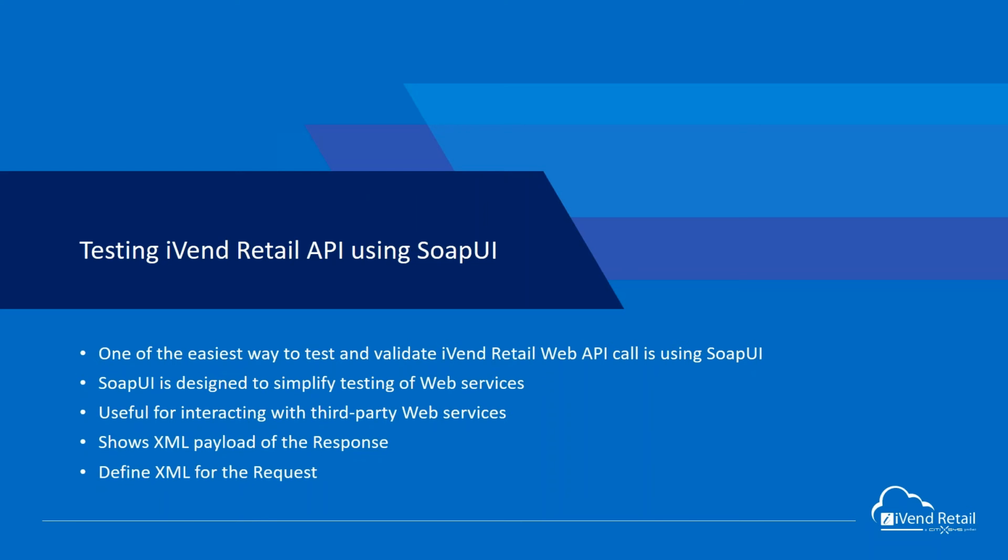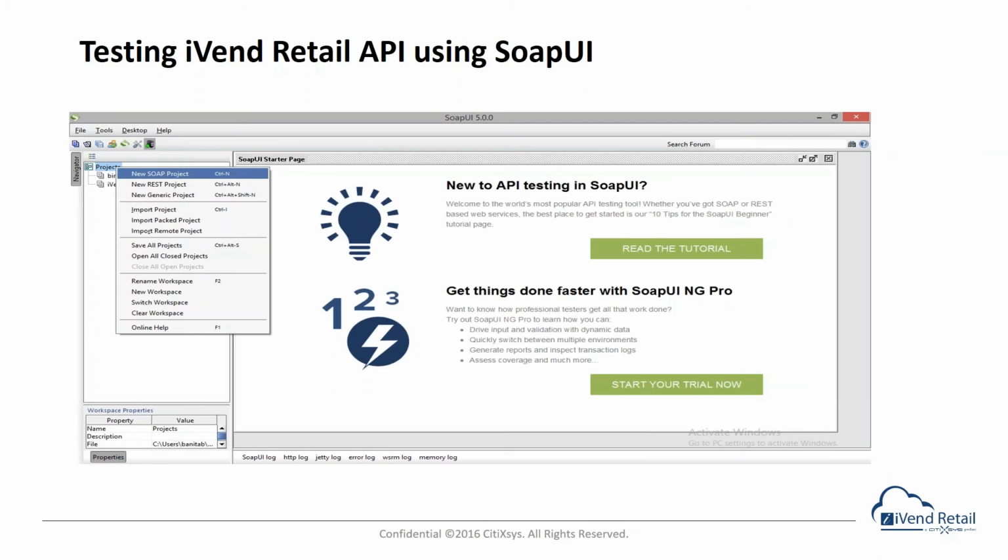You can actually see your XML payload, the way you give parameters to the call and what output you get side by side. And you can define the XML for your request very easily. And it is very helpful as it gives you an opportunity to test the API function before doing the actual coding for your integration. So going forward, Priya can explain how to use the SoapUI tool.